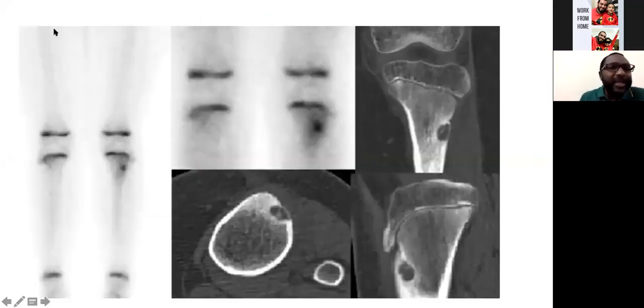Another example, again a young individual, static view of the lower limb. You can see the growth plate, but again, you can see a focal increased area of uptake. This is where we need additional images. If you look at the CT, it corresponds to an area of a lytic lesion, and you can see the central area of nidus. This is typically what we see in patients with osteoid osteoma.